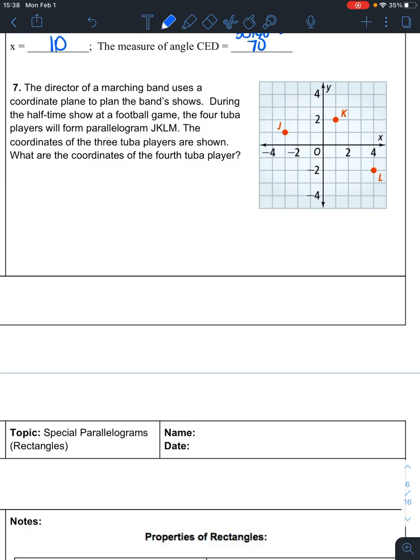And so we need to use the qualities that we know, and we're going to go back and use some little shortcuts too. So I know that it's going to go down here somewhere. I know that the other tuba player is going to be in that blue area somewhere. So I want to do this. I want to mark JK. So one of the things, remember, it needs to be parallel. It also needs to be equal in length.